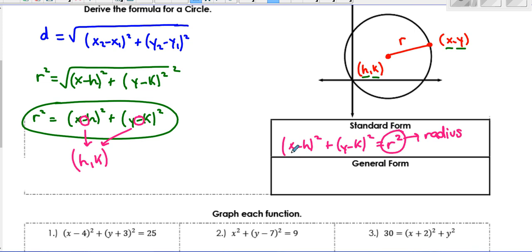Okay, general form is what you would get basically if you multiply all this out. You would get something that looks like ax squared plus by squared plus cx plus dy plus e equals 0. So general form is always set equal to 0 and nothing's factored. The variables are irrelevant. It just means you have a coefficient of x squared, a coefficient of y squared, a coefficient of your x, of your y, and then your e is your constant. Okay? But that'll make more sense as we work through these problems.